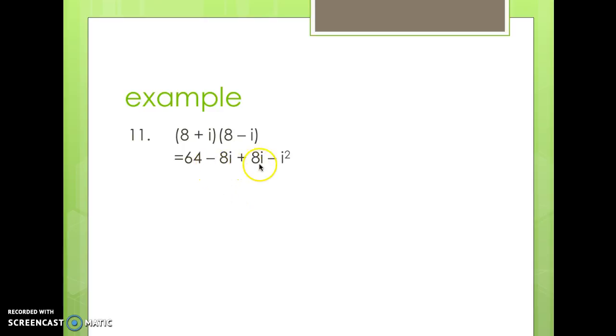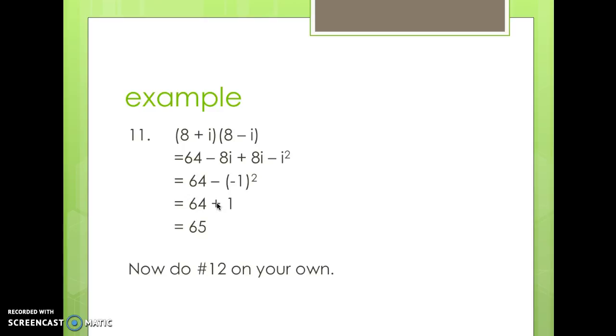When we combine our like terms, negative 8i plus 8i cancel each other out. So we would be left with 64 minus i squared. Since i squared equals -1, negative i squared equals positive 1, so 64 plus 1 equals 65.